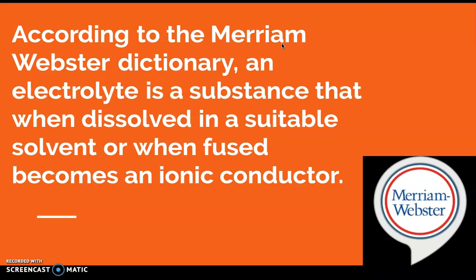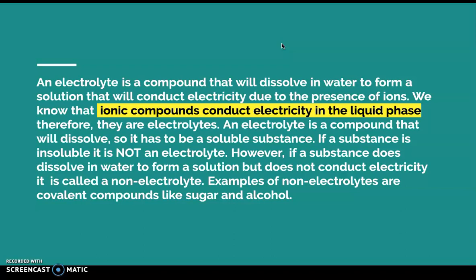According to the Merriam-Webster dictionary, an electrolyte is a substance that, when dissolved in a suitable solvent or when fused, becomes an ionic conductor. What does this even mean? An electrolyte is a compound that will dissolve in water to form a solution that will conduct electricity due to the presence of ions. We know that ionic compounds conduct electricity in the liquid phase, therefore they are electrolytes.